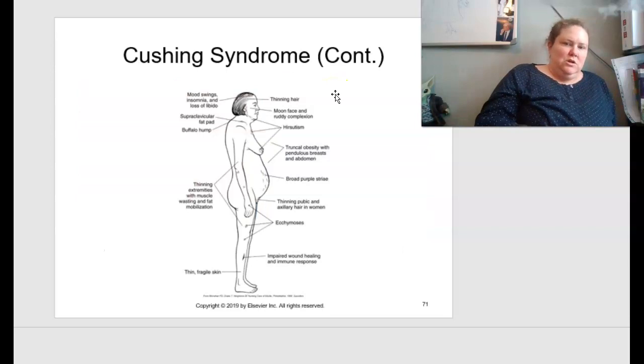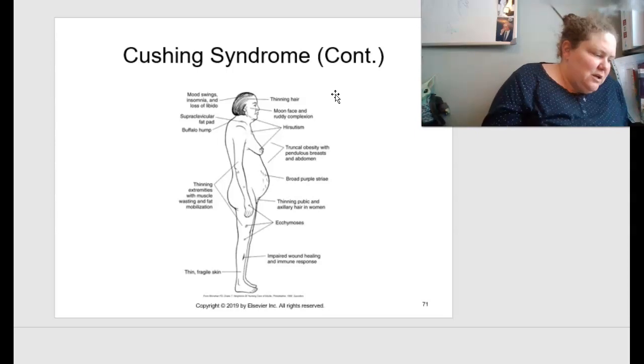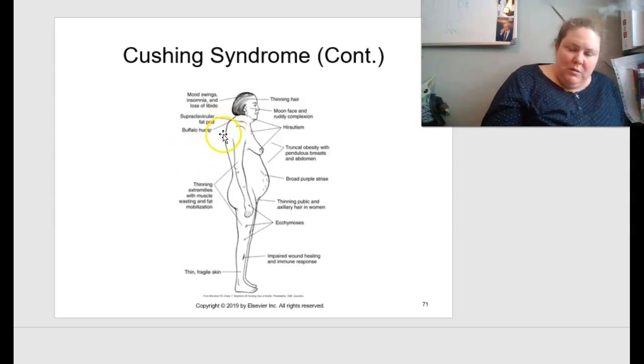So with the Cushing syndrome, again, this is going to be more of a picture diagram. And so this is figure 16.18. And so these are the typical appearances that you're looking for. The thinning hair, the mood swings, insomnia, the loss of libido, the subclavicular fat pad that's going to occur kind of in your shoulder area, the buffalo hump in the back of the neck. You can have thinning extremities and muscle wasting because of the fat metabolism.